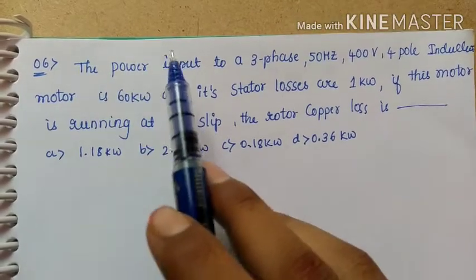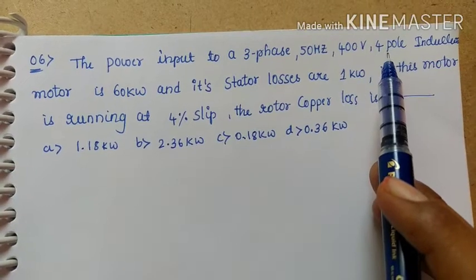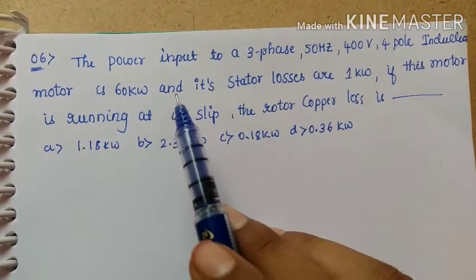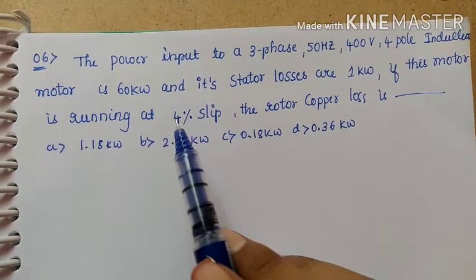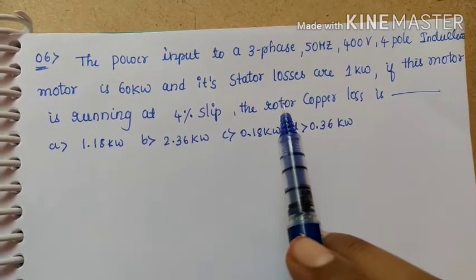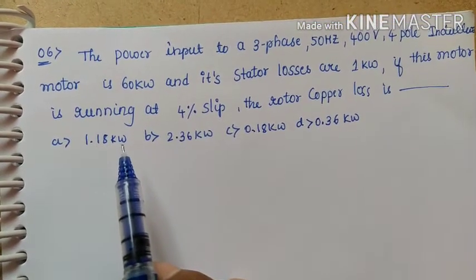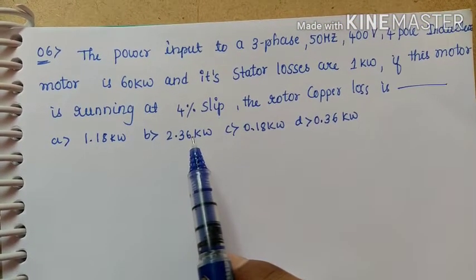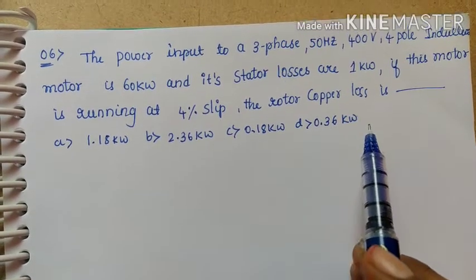So we have the next question. The rotor input to a 3-phase 50 Hz 400 volts 4-pole induction motor is 60 kW and its stator losses are 1 kW. If this motor is running at 4% slip, the rotor copper losses is dash. They have given options as 1.18 kW, 2.36 kW, 0.18 kW and 0.36 kW.